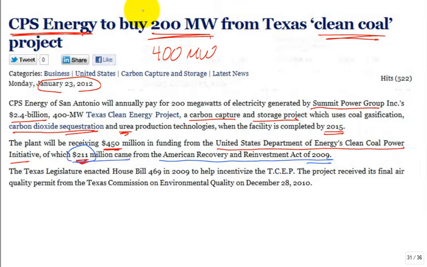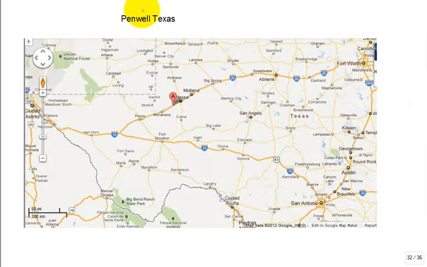$211 million for this project, and plus some other clean coal initiatives, which are all out there. Anyway, the Texas Commission on Environmental Quality approved it. It was moving forward, but what happened, unfortunately, is this is where it was going to be located. This is the city, Odessa and Midland. This is San Antonio down here. This is I-10 going to El Paso.